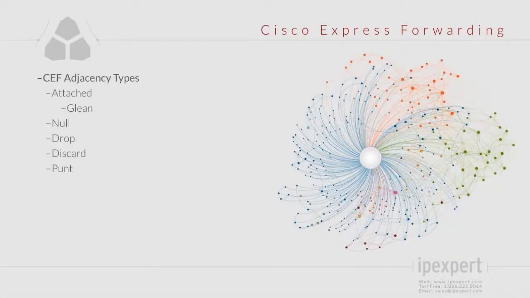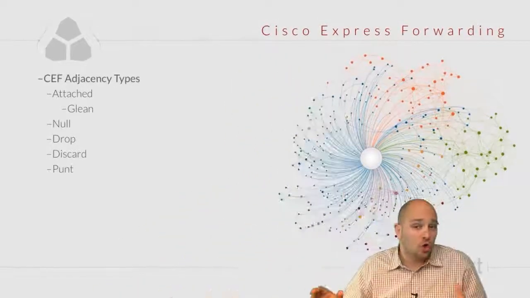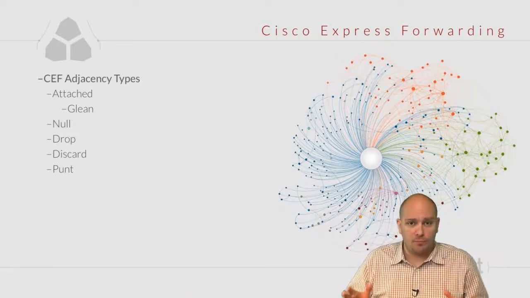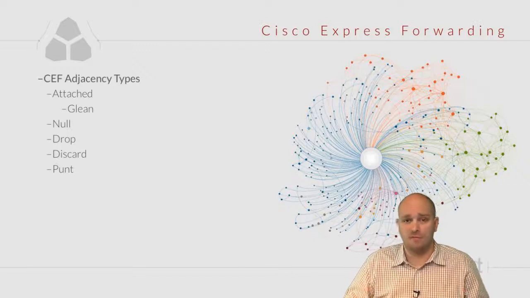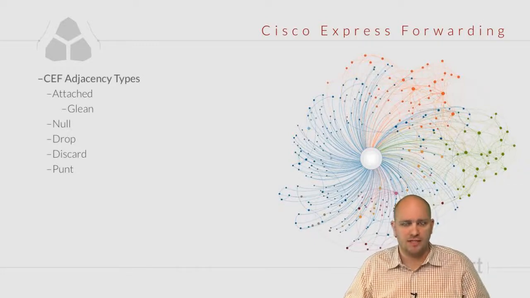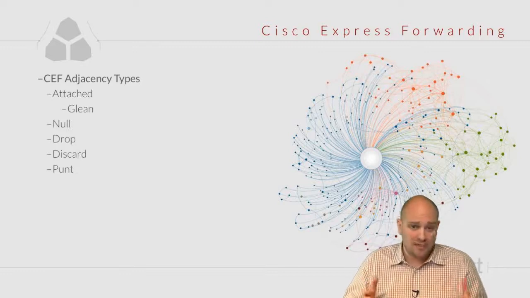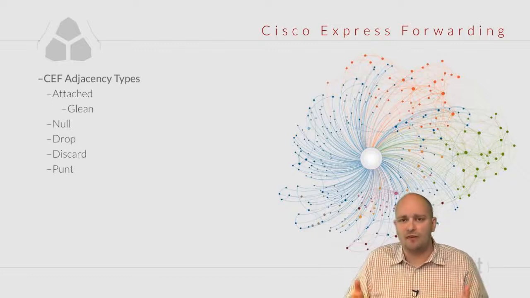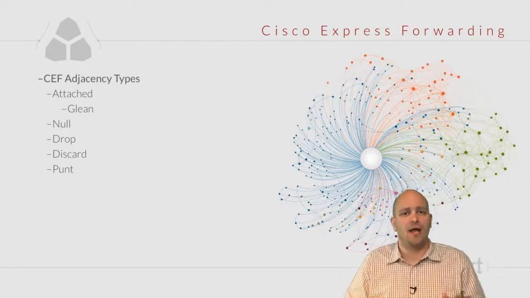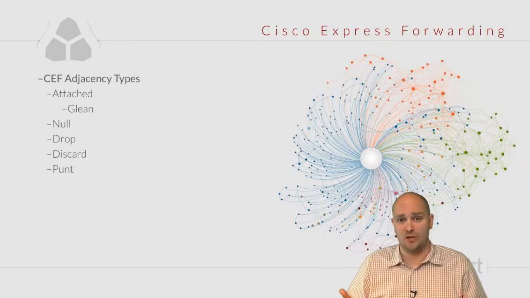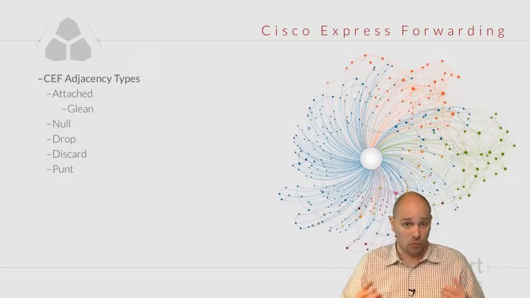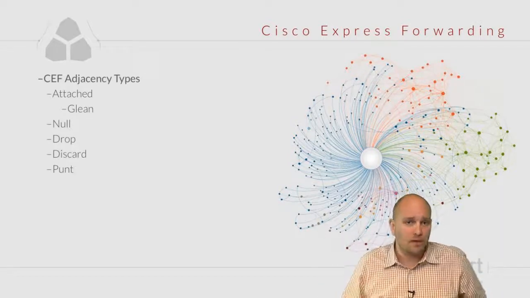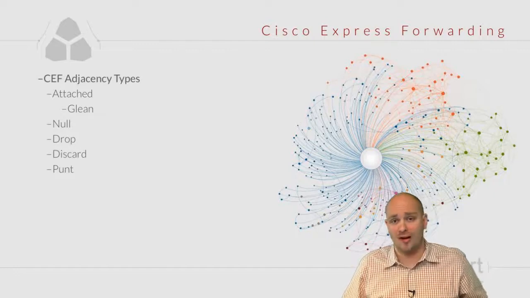The attached adjacency is by far not the only adjacency type that CEF recognizes. Another important type of adjacency that we can observe in CEF is called the glean adjacency. Glean adjacency is, in most cases, an attached adjacency for which we are missing some piece of information. Like, for example, a transient state when we need to send a packet towards a certain destination. We have the route for it, so we have an attached adjacency, but we don't have an ARP entry for a specific host that we are trying to send to.